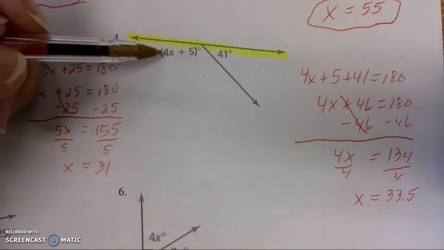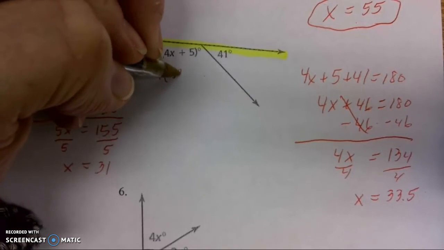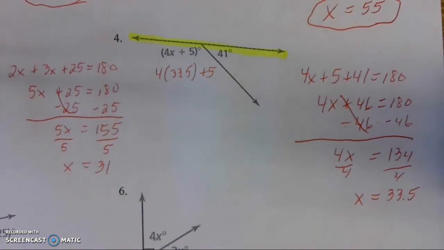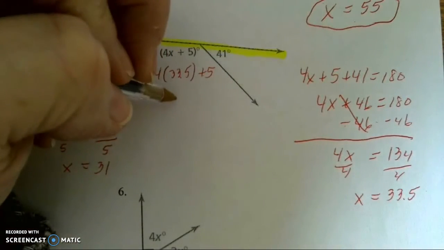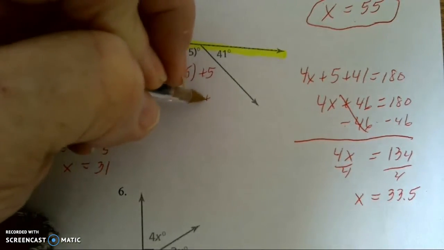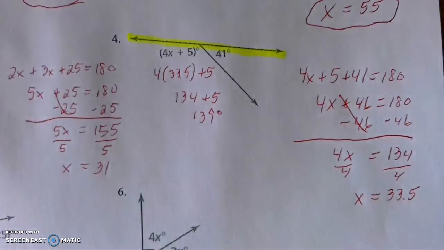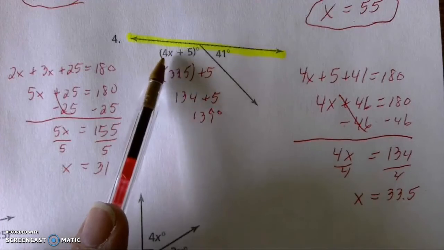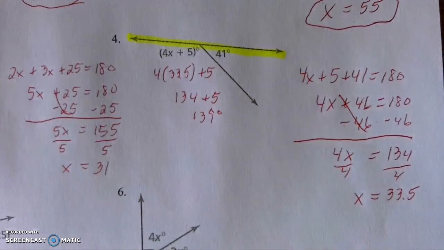So again, to solve and find my missing angle, I'm going to do 4 times 33.5 plus 5. 4 times 33.5 is going to give me 134 plus 5. This angle measure is 139 degrees. So again, 33.5 is not my angle measure, it's x. And then I'm going to replace x. I can always double check. 139 degrees plus 41 equals 180.